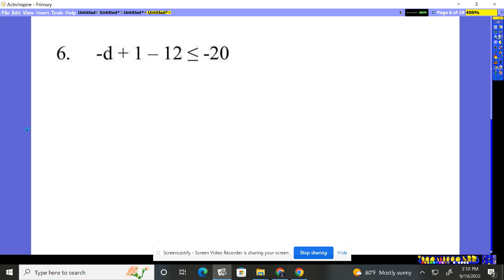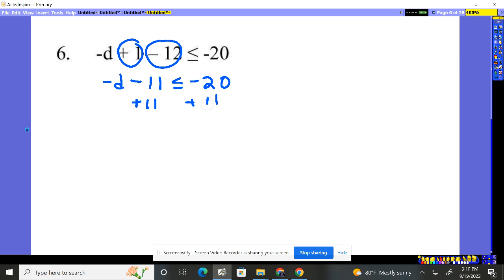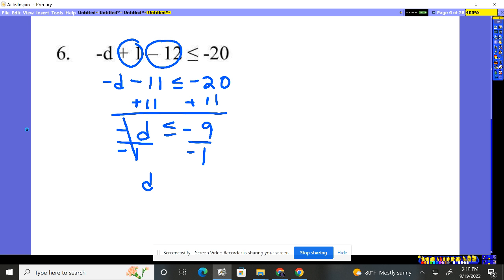Here, solve for D. -D, the 1 minus 12 is the same as minus 11. Not going to move anything until I clean up everybody. So I combine like terms. Now I'm going to move my 11 over, add 11, add 11. Opposite of D, less than or equal to -9. I need to divide by -1. Sign must flip. Negative divided by negative is +9.